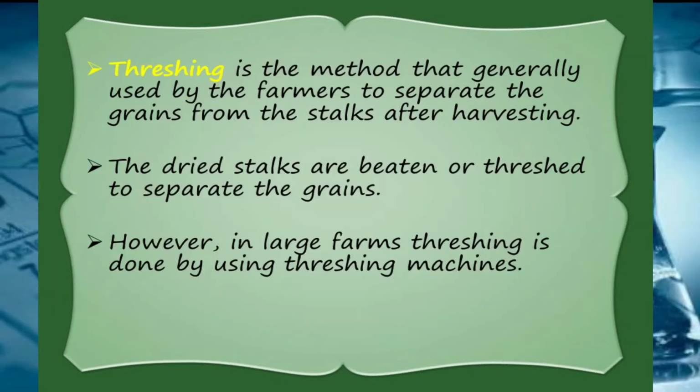Threshing. Threshing is the method that is generally used by farmers to separate the grains from the stalks after harvesting. The dried stalks are beaten or threshed to separate the grains. However, in large farms, threshing is done by using threshing machines.